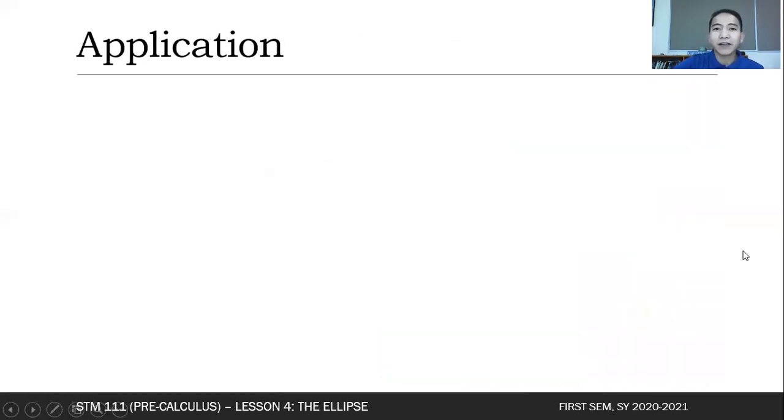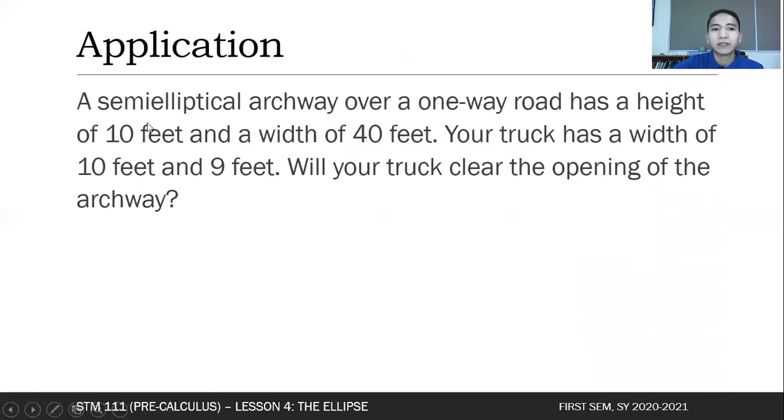And finally, para magamit natin kung anong natutunan natin, we apply it in real-life situations. The application of ellipse. So sa application of ellipse, katulad or similar sa ating application sa circle, we will be dealing with tunnels. This time, it's semi-elliptical. So a semi-elliptical archway over a one-way road has a height of 10 feet and a width of 40 feet. Your truck has a width of 10 feet and 9 feet. Will your truck clear the opening of the archway? Makakadaan po ba ang inyong truck na ganitong 10 feet by 9 feet?